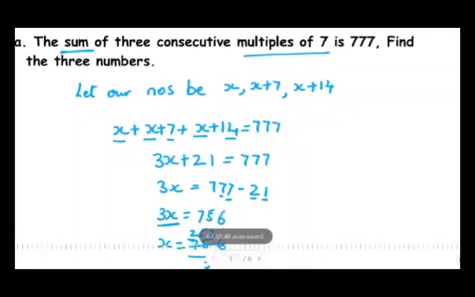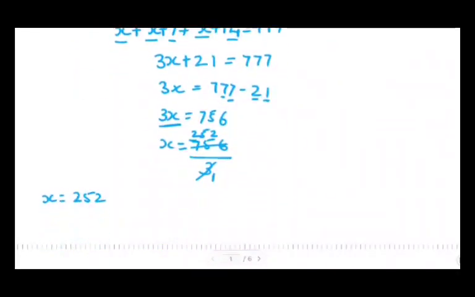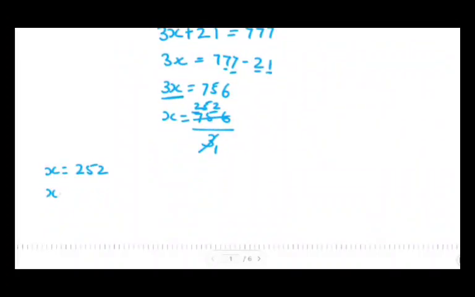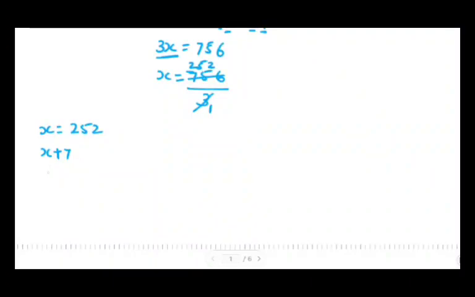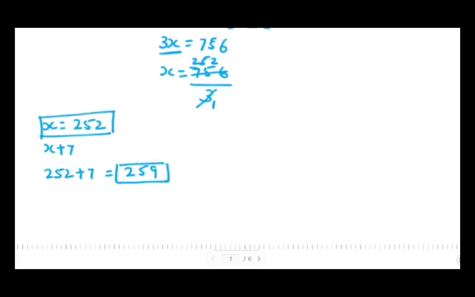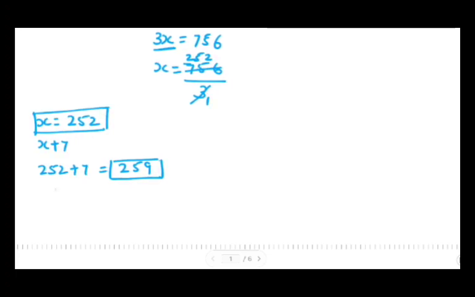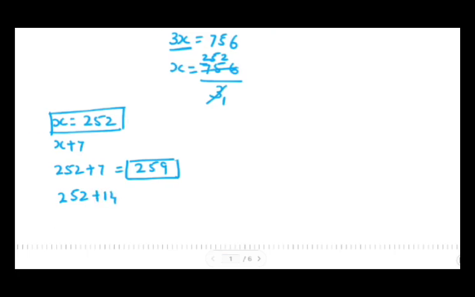So I've got my first number out here. My second number is x plus 7. So x is 252 plus 7, which is 259. That's my second number. Okay, and my third number is 252 plus 14.